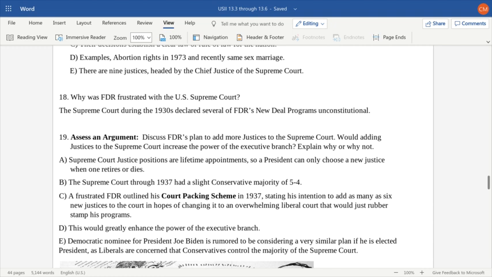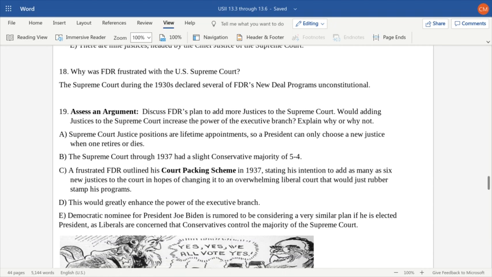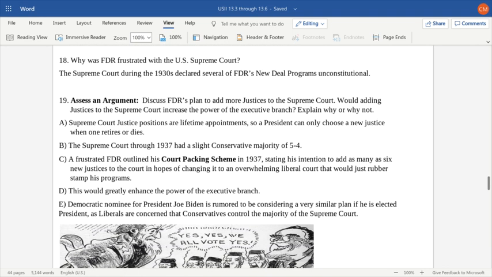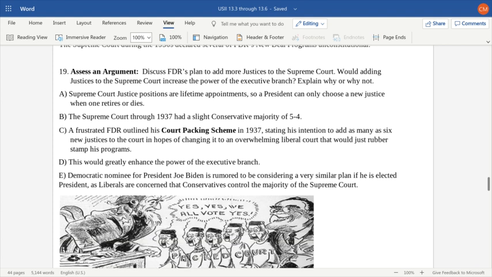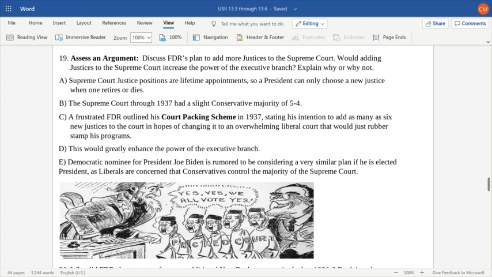It's interesting that in the 2020 presidential election, then Democratic nominee Joe Biden was rumored to consider a very similar plan if he was elected president. He, along with liberals, are concerned that conservatives control the majority of the Supreme Court. If they were to appoint additional justices, even just 3 or 4 more, I'd say 4 would probably do it, that would give the liberals a pretty sound majority, and allow them to pass most things by probably a 7-6 margin.